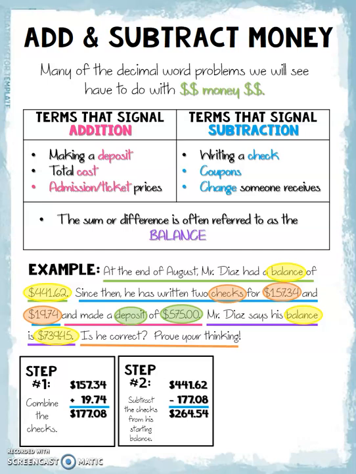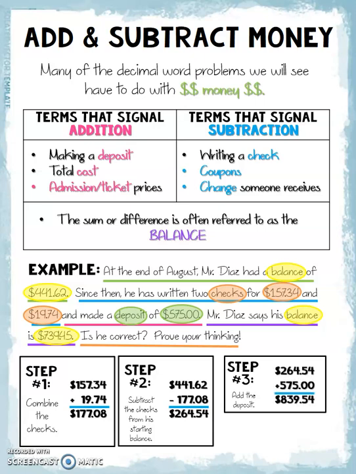Making a deposit is adding money. So I'll take that $264.54 and add the deposit of $575. That gives me a total of $839.54. So now I can compare that to the amount in the purple sentence.